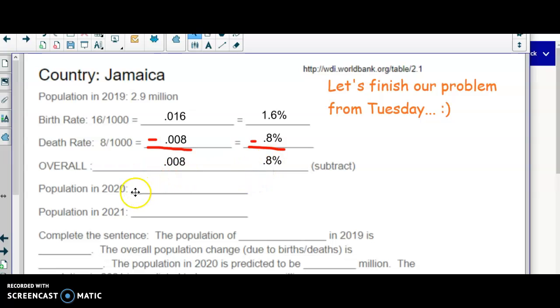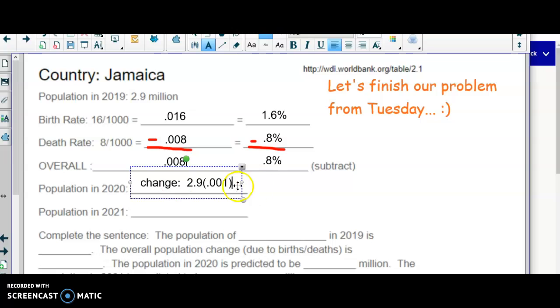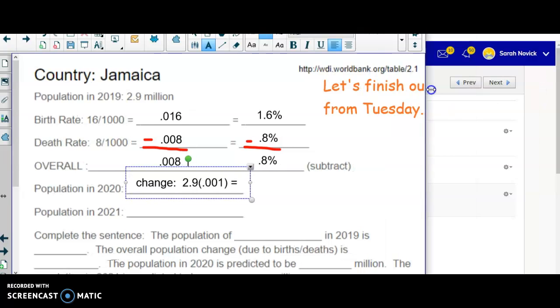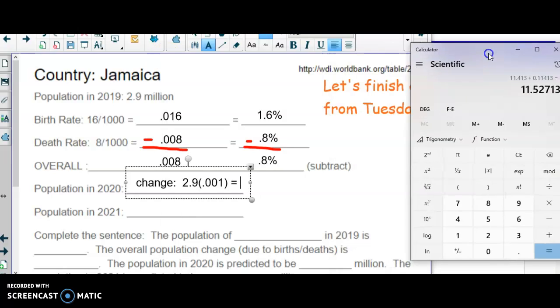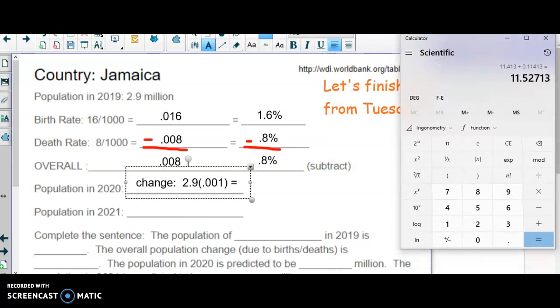So to find the population, the first thing you need to find here is your change, okay? And the change is going to be the initial population times that rate of change, or that rate of increase, okay? That's what you have, 2.9. And you know what I'm going to do here? Let's make this better. This is what I want, okay? Let's put my calculator here so I can see it at all times. Okay, so 2.9 times 0.001.